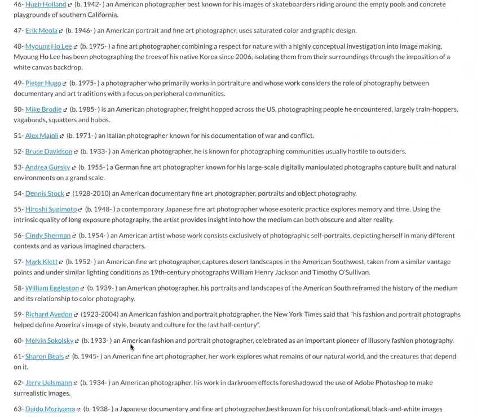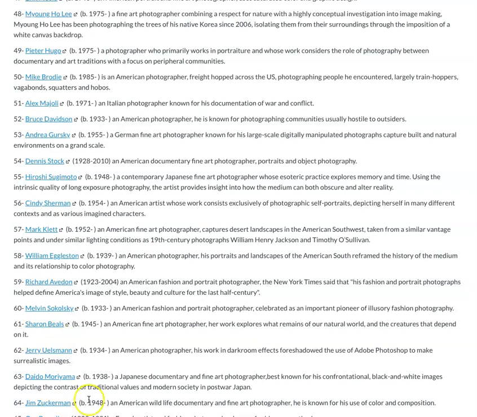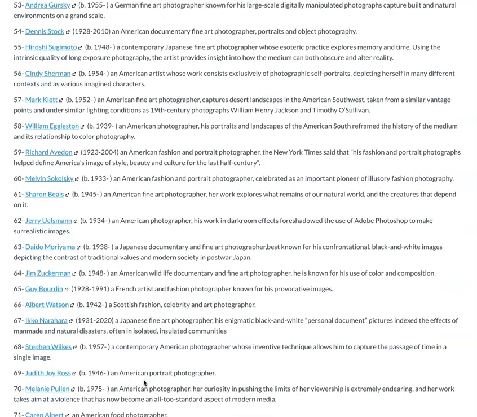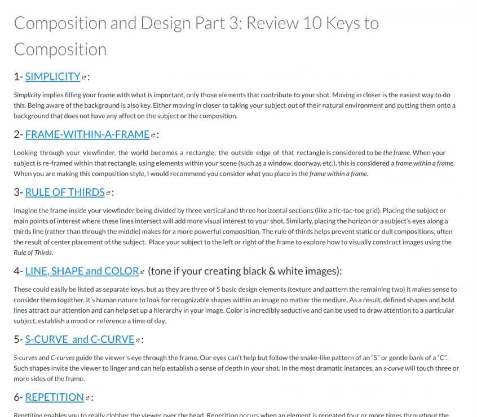That's one of the reasons why I made this page with all these links, so you could get inspired by all these different photographers. Melanie Pullen's work is really interesting. You should check her out. And also think about that concept of composition and design.